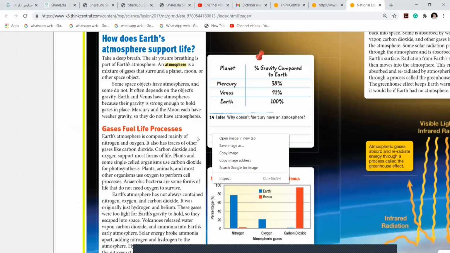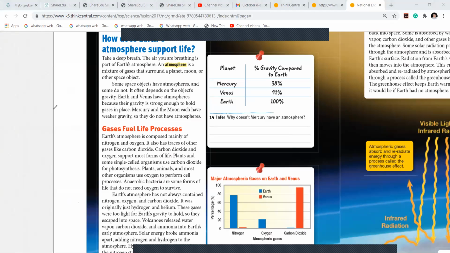Coming to atmosphere: it is a mixture of gases that surround a planet, moon, or other space object. Girls, when I say mixture of gases, you must know what it contains. It's not given in the lesson because it was already discussed in the last classes, maybe in grade 5 or grade 6, but you would have forgotten it. So how much percentage, I will write it down here. You can write it down with the pencil.